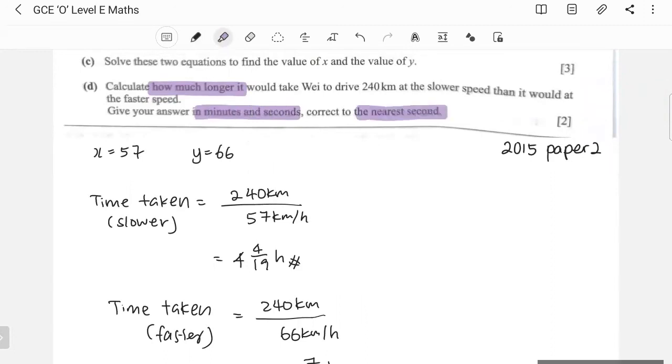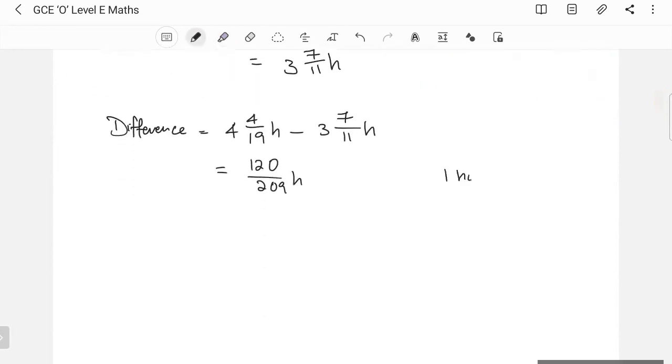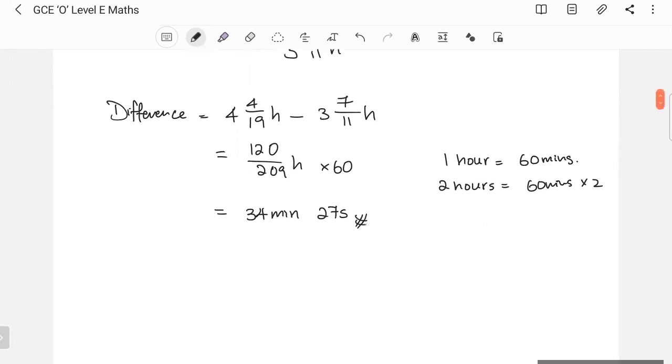This is the part where many students get confused. How do I convert? Just remember 1 hour equals 60 minutes. So if I want 2 hours, it will be 60 minutes times 2. Meaning if I want to convert from hours to minutes, I have to multiply by 60. So we have 34 minutes and 27 seconds. This is how we have to convert.